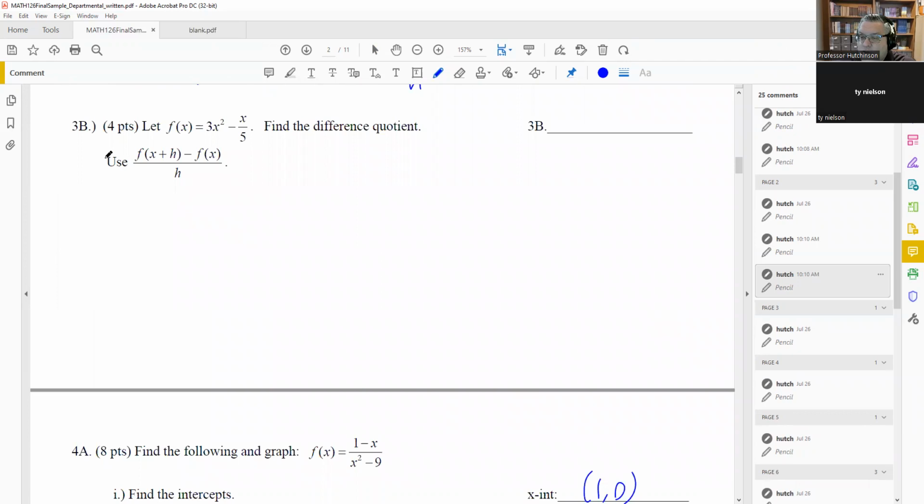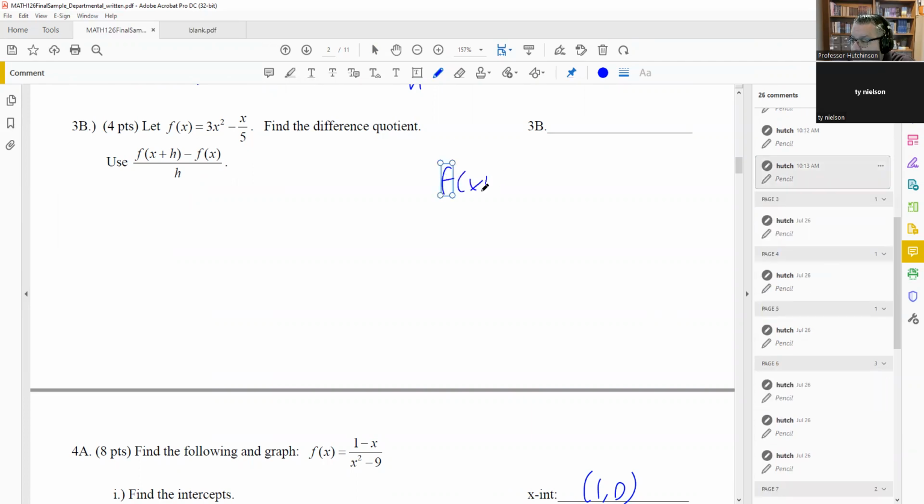Difference quotient. So we're using the difference quotient formula that we see here. Let's, off to the side, find f of x plus h first. We want to put x plus h in every place we see an x. So there's two different places we have to put that in, the first one and the second one.